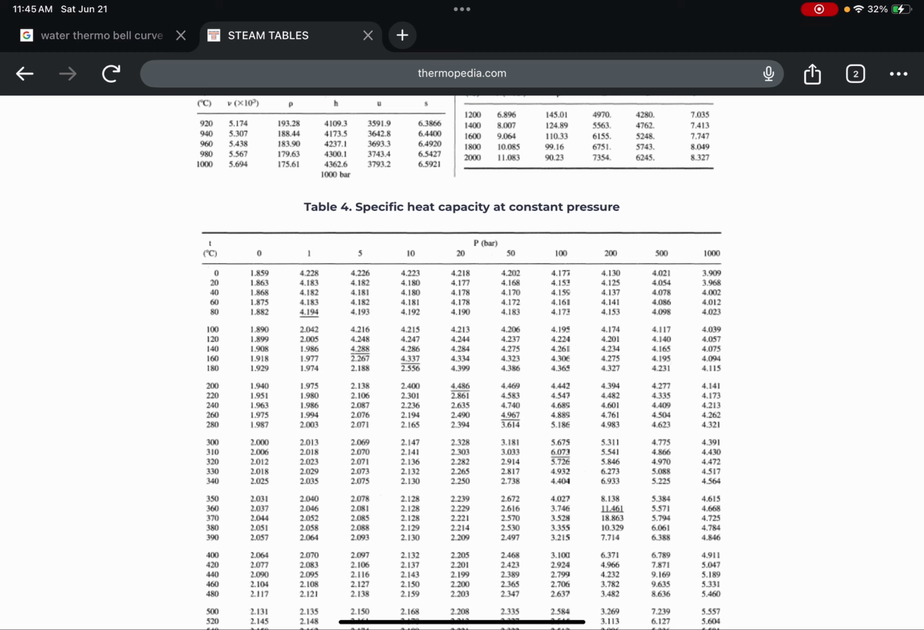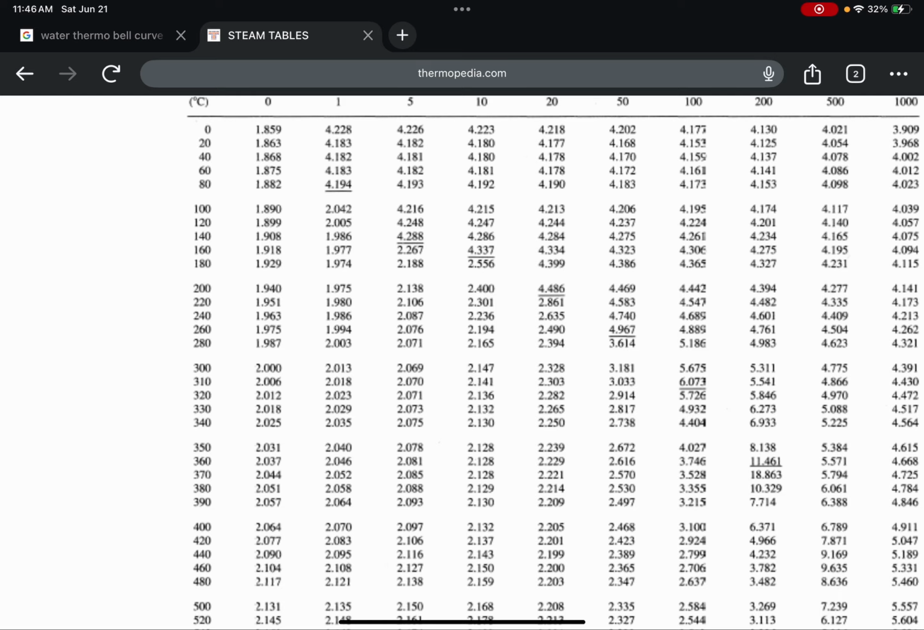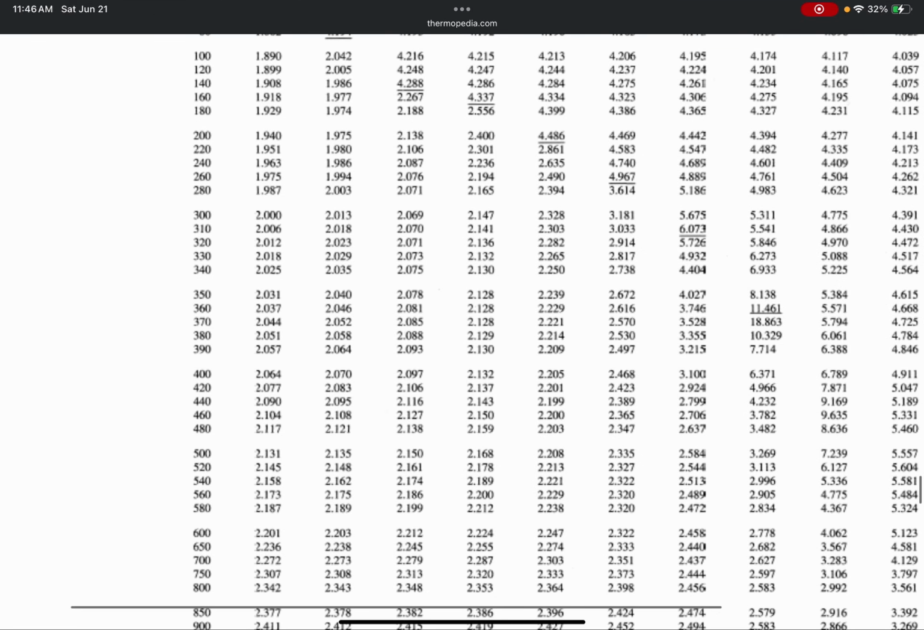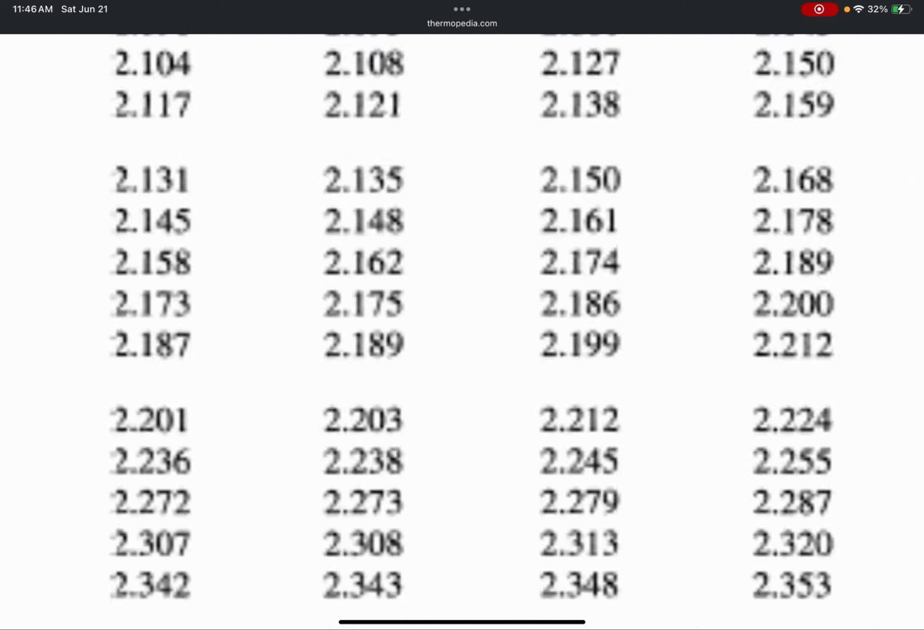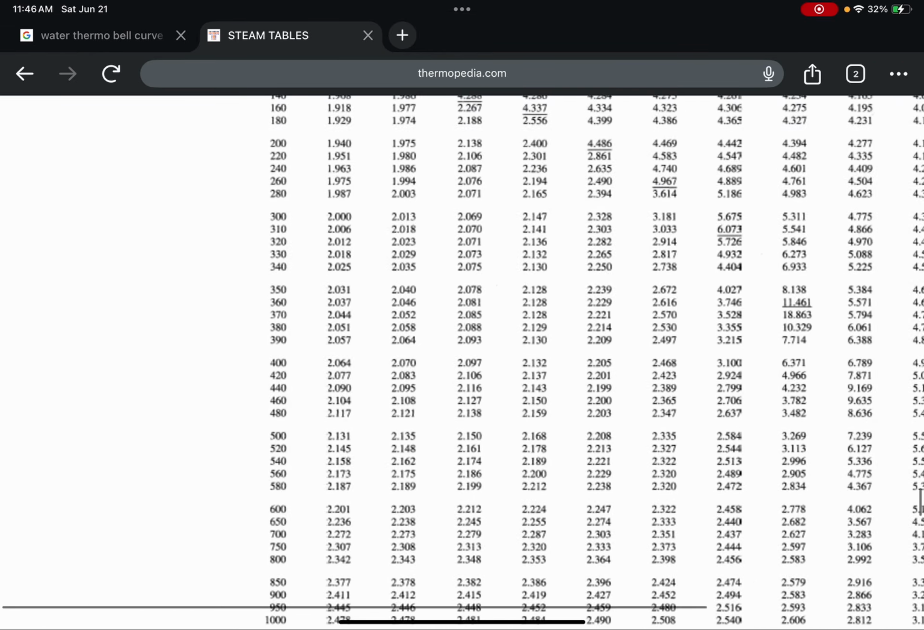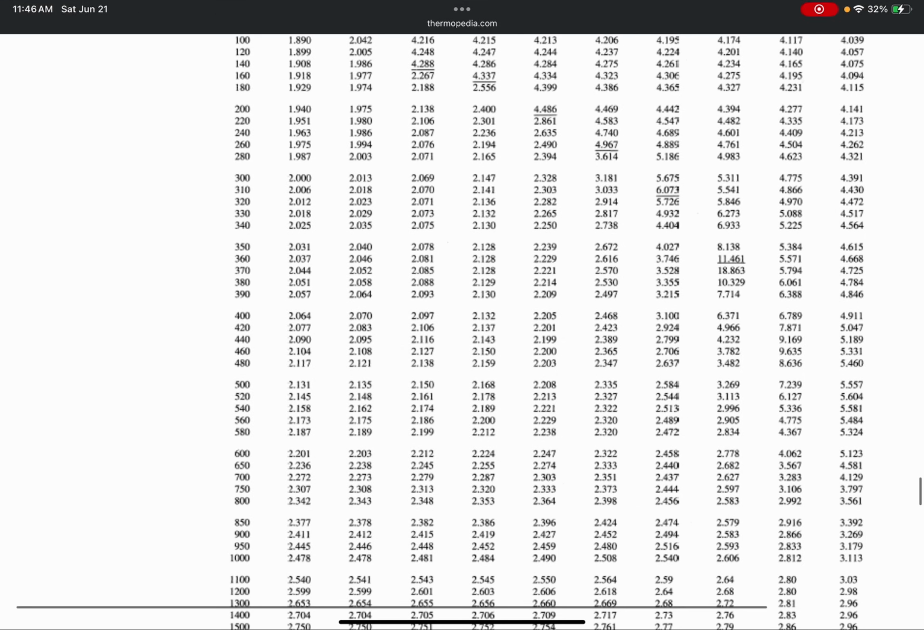All right, let's look. Then we're at 300 Celsius versus 600 Celsius. I guess that's fine. It goes from 2.013 to 2.203, all the way down here. So I guess don't start at the temperature of 0 Celsius. As long as you start somewhere in the mid-range, you'll be fine.